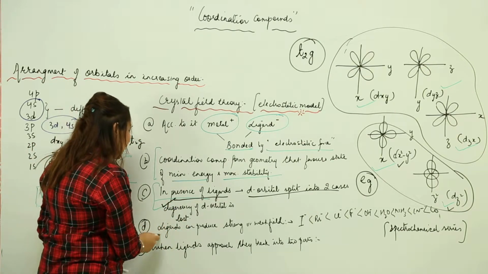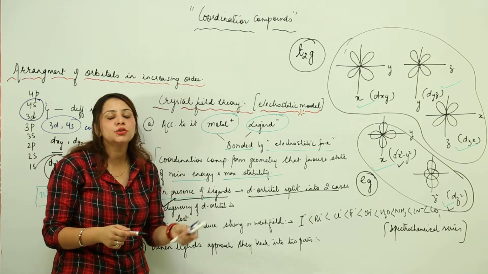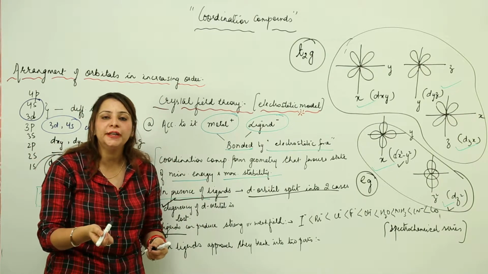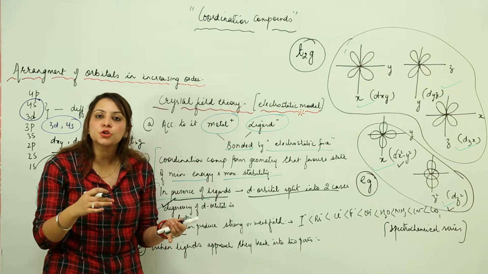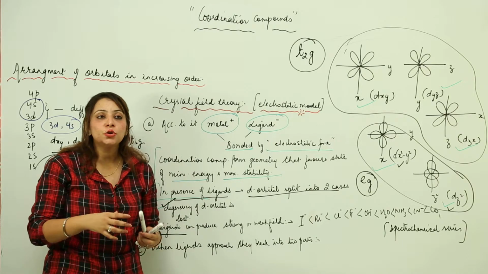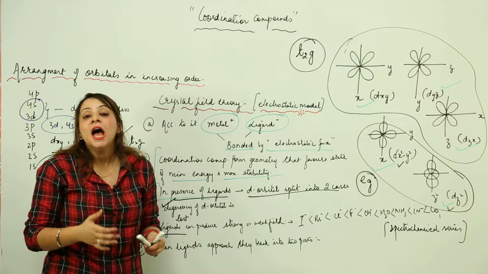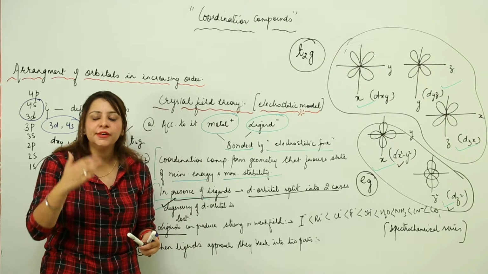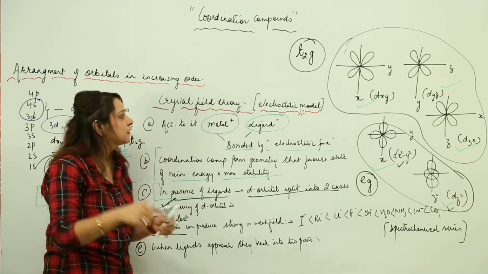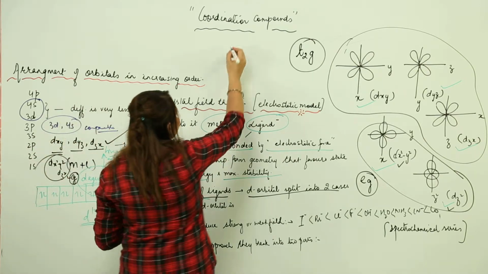Then you know that ligands which approach can produce a strong field splitting, so they are called strong field ligands, or they are called weak field ligands. If they are able to create a lot of energy difference between the orbitals, they are strong field ligands. And if they are able to create less difference, they are called weak field ligands. Just look at the board. I'm trying to explain it with the help of a graph.